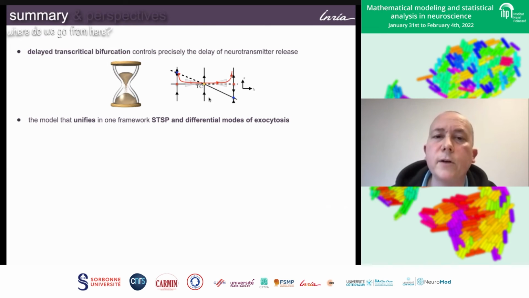So again, we try to keep it parsimonious to have a sort of proof of concept. It's not perfect at all. There's a lot of things missing, but at least it kind of unifies in a rather compact framework the different modes of exocytosis, of neurotransmitter release, and short-term synaptic plasticity.